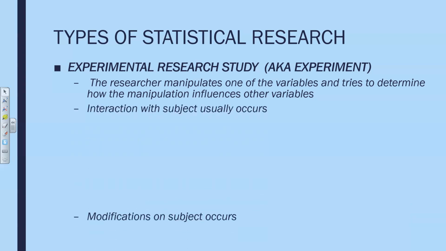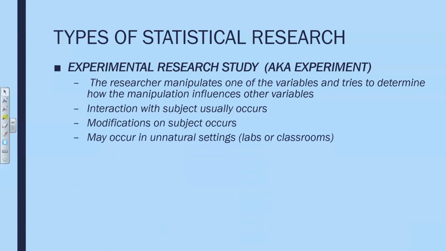You usually do have to interact with the subjects. We're making modifications or changes on the subjects. I'm doing something different to each rose bush. I'm doing something different to the chemicals. A lot of times, an experiment occurs in a lab setting or some sort of controlled setting, maybe in a classroom, in a hospital, again, in a lab. So they tend to occur in unnatural settings.